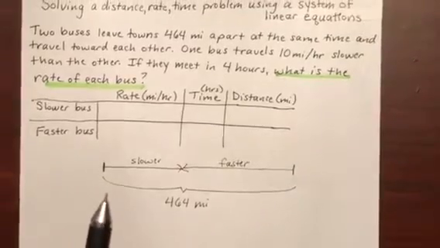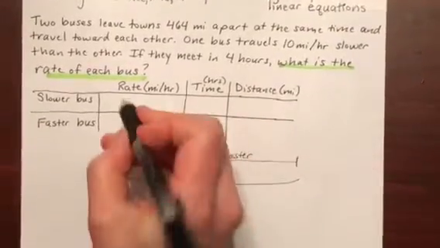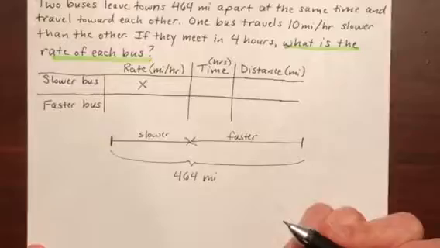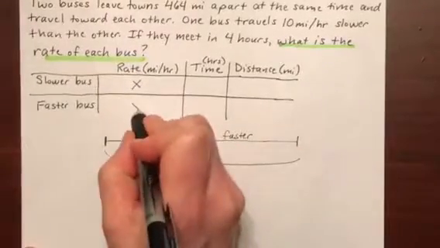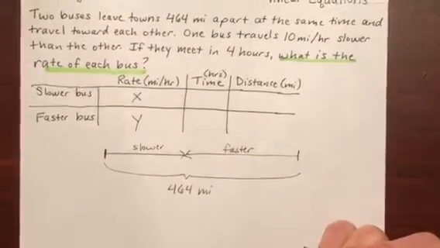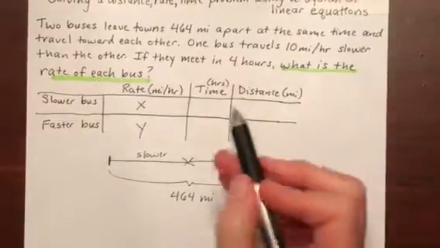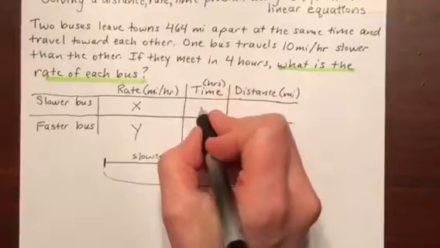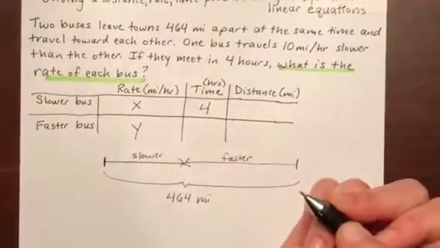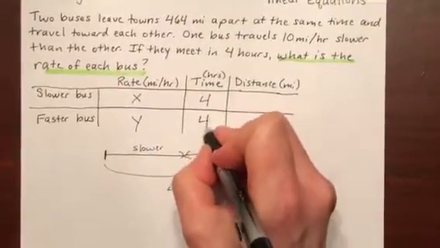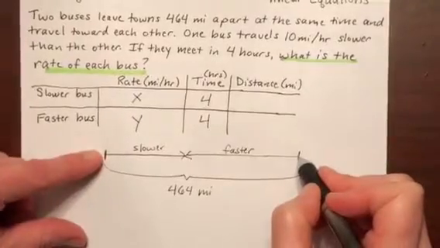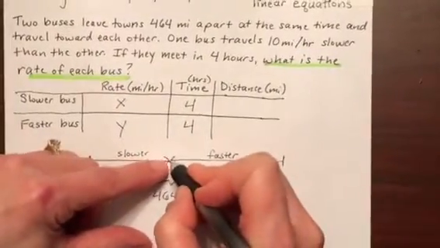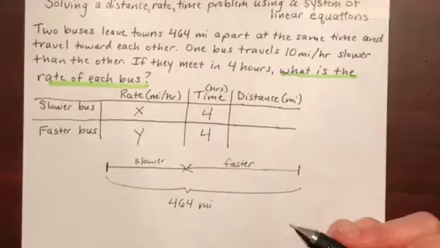I don't know that right now, so those will be my variables. So x is the rate of the slower bus, y is the rate of the faster bus. I do know that the time that each one traveled is 4 hours, and so I can fill in time is 4 hours for the first bus and 4 hours for the second bus. They're starting here and they're traveling towards each other until they meet in 4 hours.